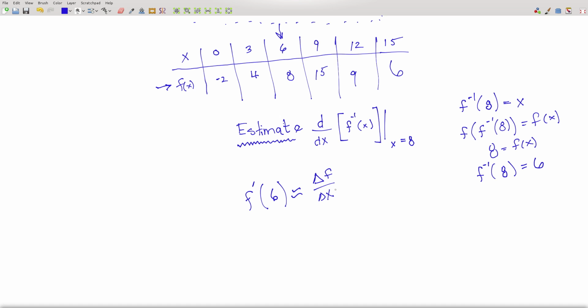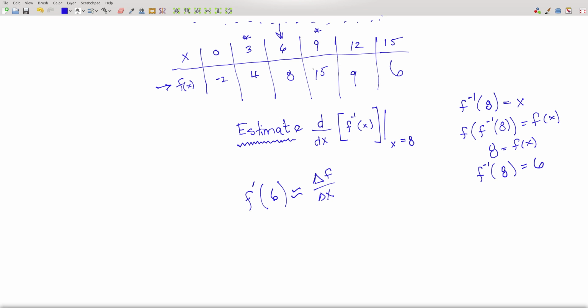This is really an average rate of change centered on this value x equals 6. And so you see we have some values of x on both sides. We have some values of f of x on both sides. I'm actually going to use these values on both sides to find this difference quotient.